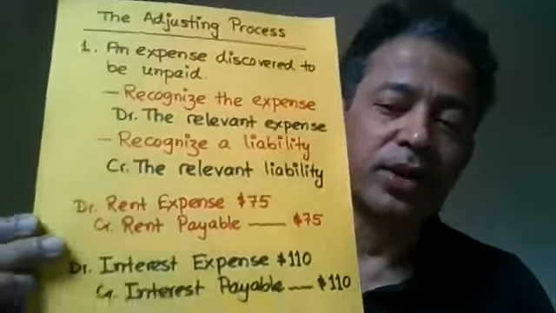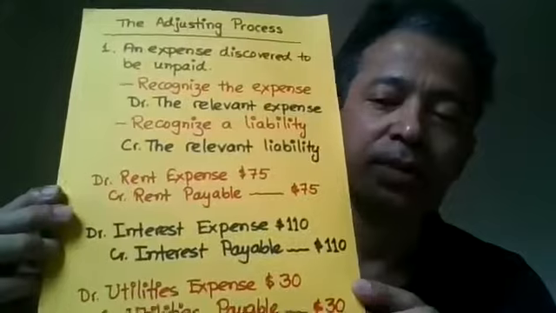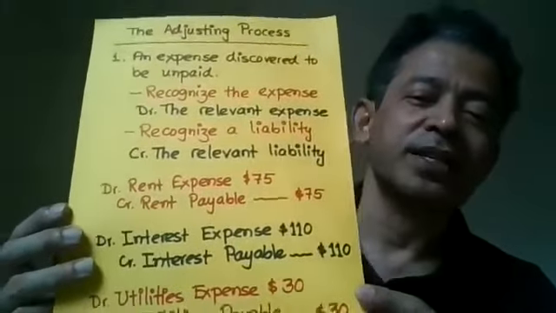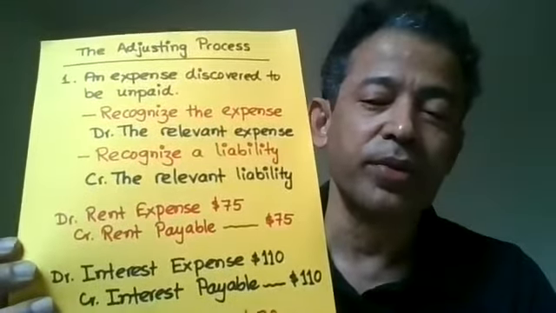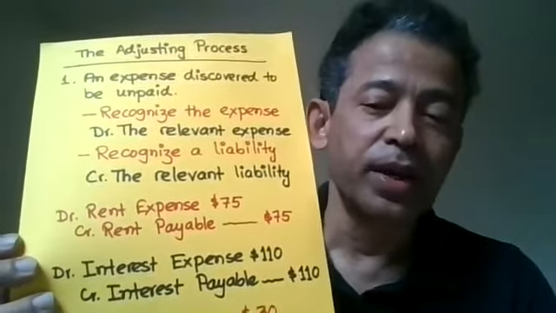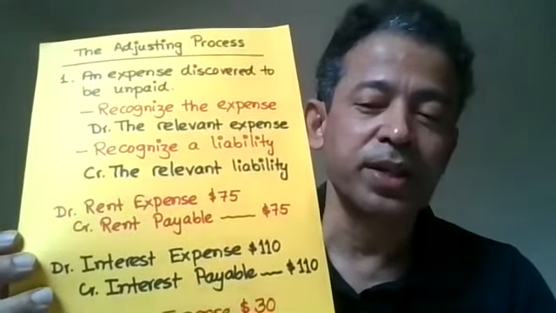So these are the journals. I gave 3 examples. One is if we just discovered that our rent expense has not been paid, so we debit rent expense, credit rent payable. If it's insurance, we say insurance expense debit.